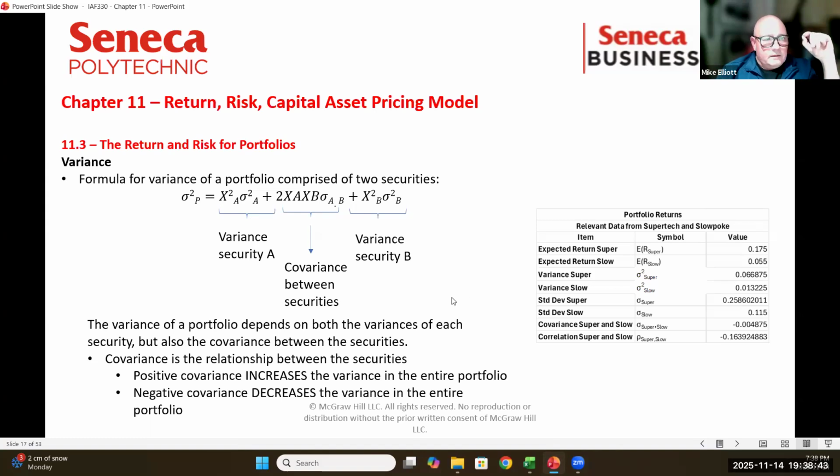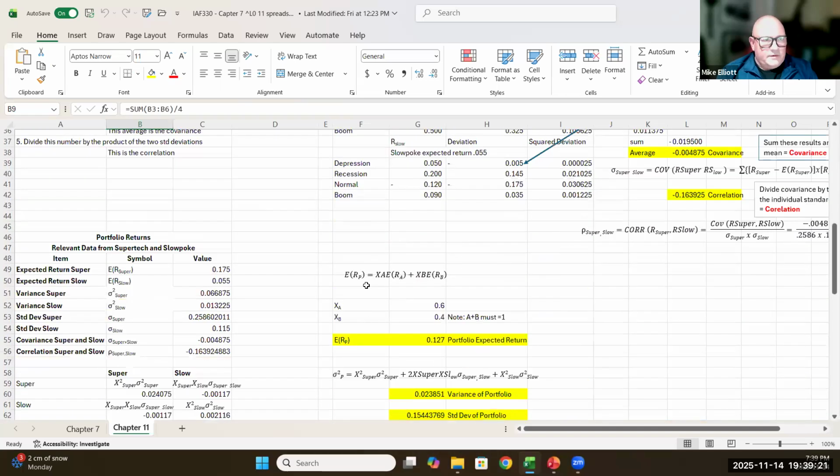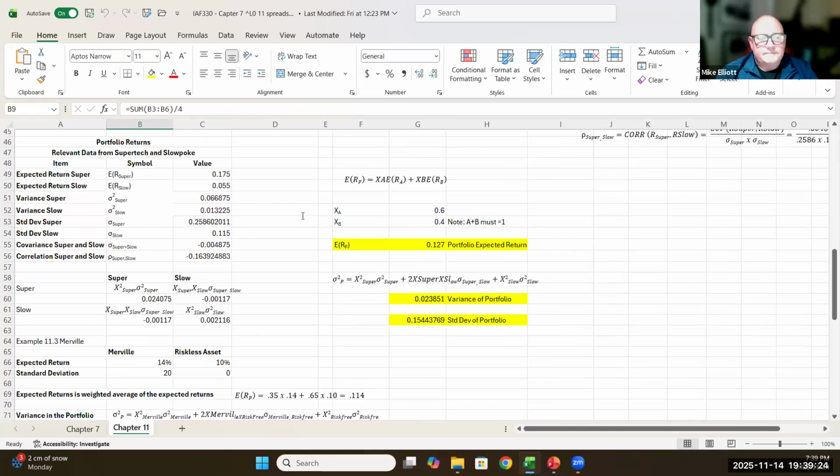A word about covariance. We have covariance here of minus 4.875 or 0.4875. A positive covariance increases the variance in the entire portfolio. A negative covariance decreases the variance in the entire portfolio. So how are we going to calculate this? So this is where we're at just there.